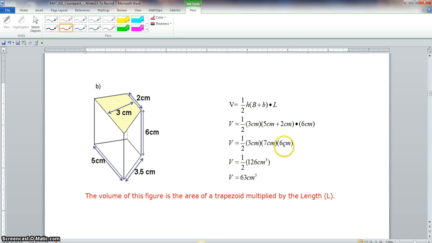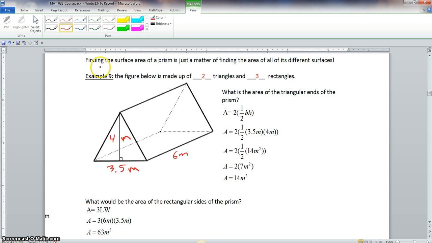Now 3 times 7 times 6 is 126, and centimeter times centimeter times centimeter is cubic centimeters. So we will have half of 126, which is 63. So our final answer is the volume is 63 centimeters cubed. Now we go to example 9.